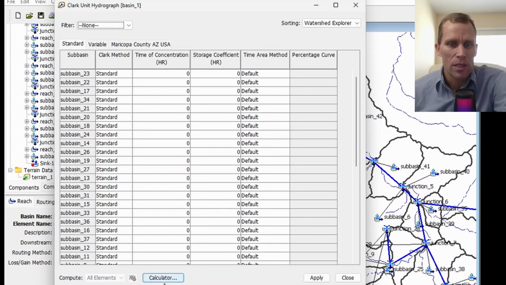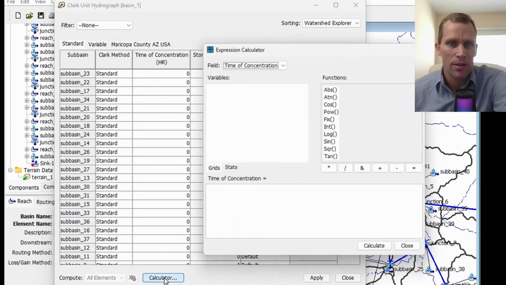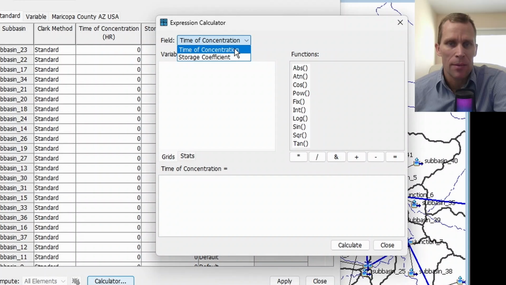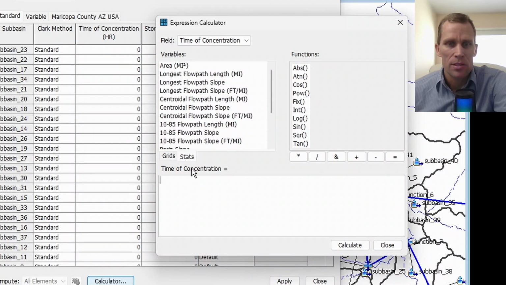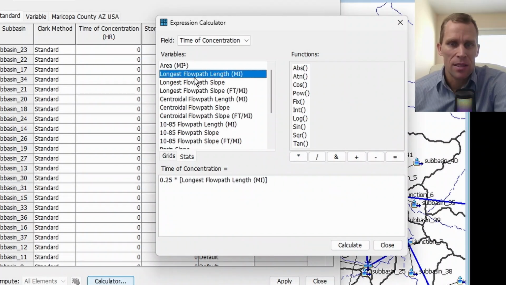But if I wanted to click this calculator button down at the bottom, we can estimate the time of concentration or the storage coefficient. So let's go with time of concentration. And then down in the expression editor, let's just type in 0.25. This is the example from the user's manual, and then times, say, the longest flow path in miles. Whether that expression makes sense or not doesn't matter. I'm just showing you how this works.